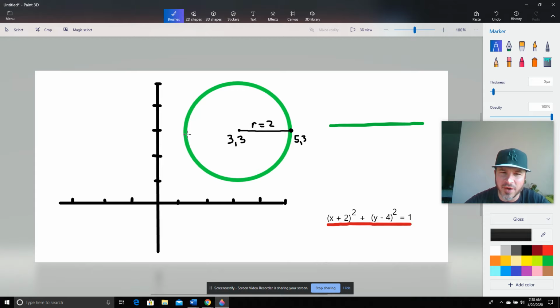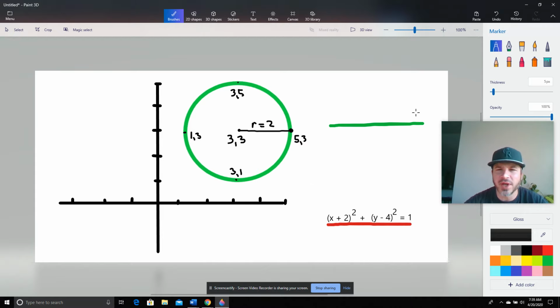Now, we could do that on all sides of this circle. If we took the radius this way, 2, we'd be at (1, 3), moving the x. If we took the radius 2 straight up, we'd be only moving the y, and we'd get (3, 5). And then down here, we would get (3, 1), right here. Okay, so this is our circle.